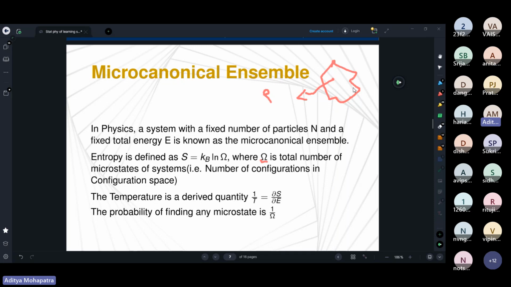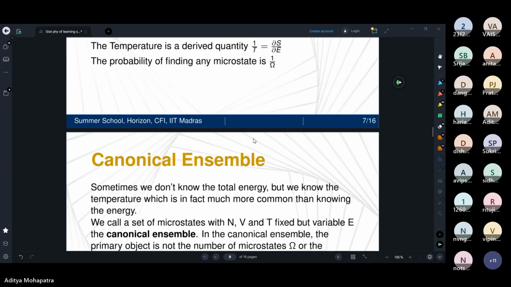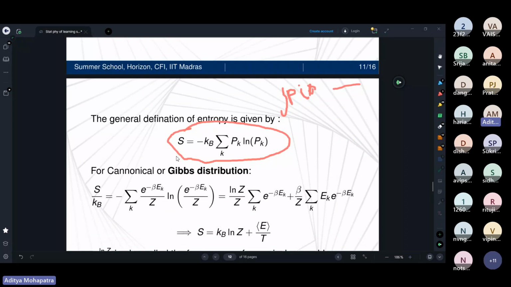Everything is uniform, there's no discrimination. There are omega points, all are identical, and you choose one point out of them. What will be the probability? Can you put it in chat or speak up? 1/omega? Yeah, right. So the probability would be 1/omega. So now you know the probability distribution, right? Now use this formula to calculate entropy and text in the chat or speak out.